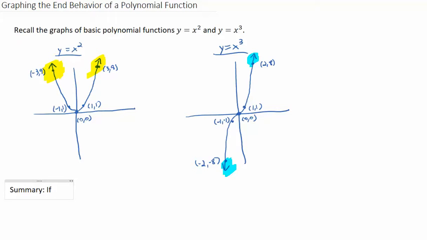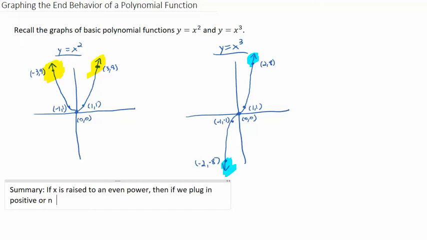If x is raised to an even power, it doesn't have to be the squared power, then if we plug in positive or negative numbers, we get a positive outcome, right? If you plug in a negative number to square, you get a positive. If you plug in a positive number to square, you also get a positive.